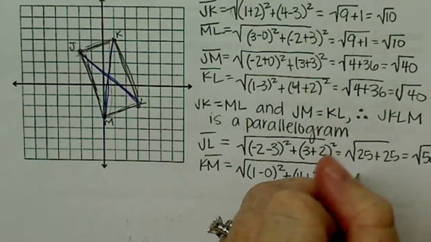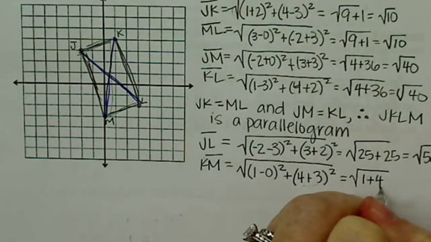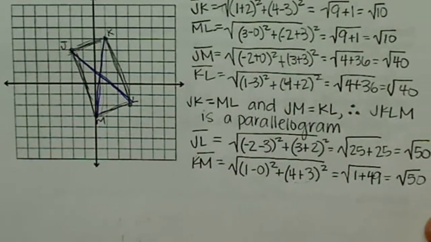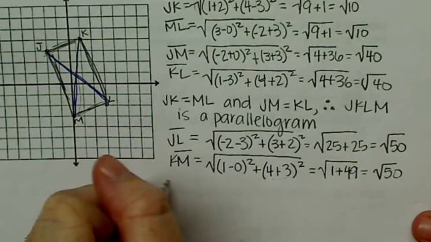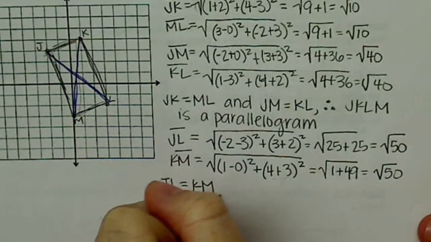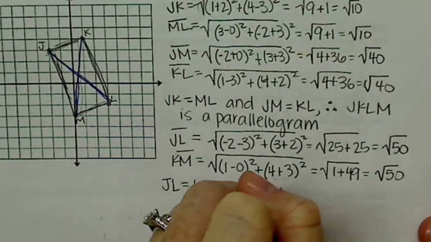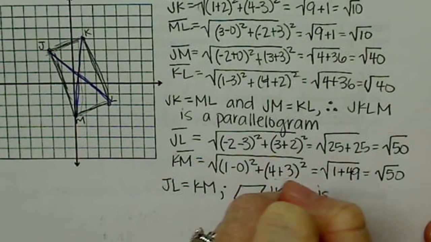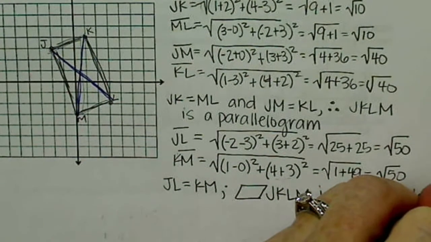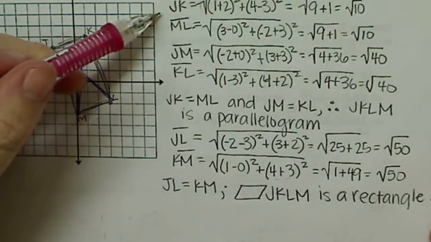So 1 squared is 1, 7 squared is 49. Hey, those two are both square root of 50. So since my diagonals equal each other, parallelogram JKLM is a rectangle. That's what we wanted to know. And there's our proof, right here.